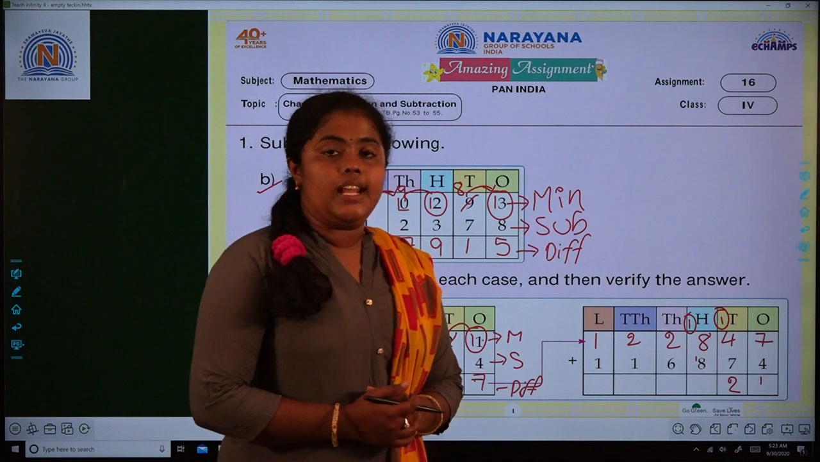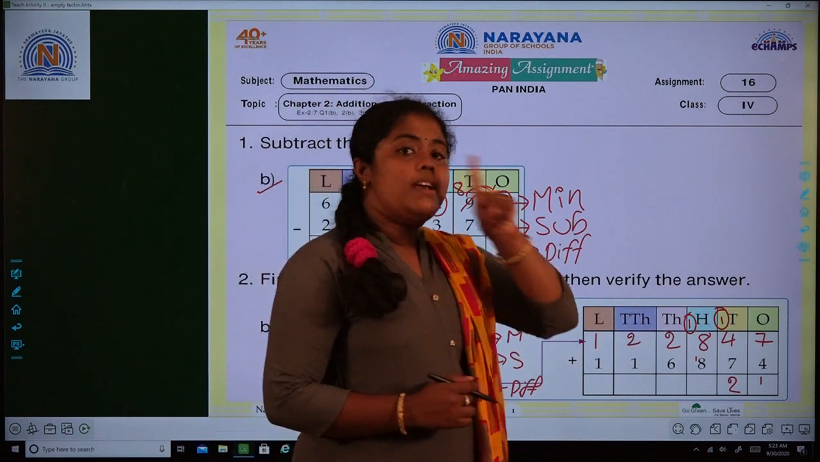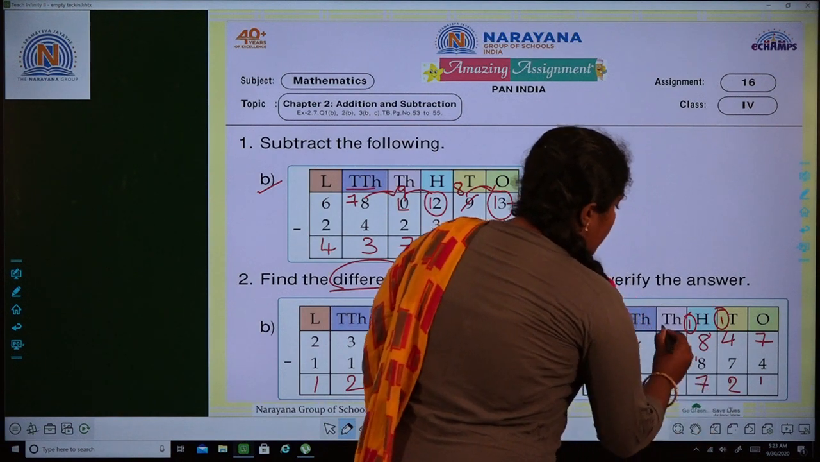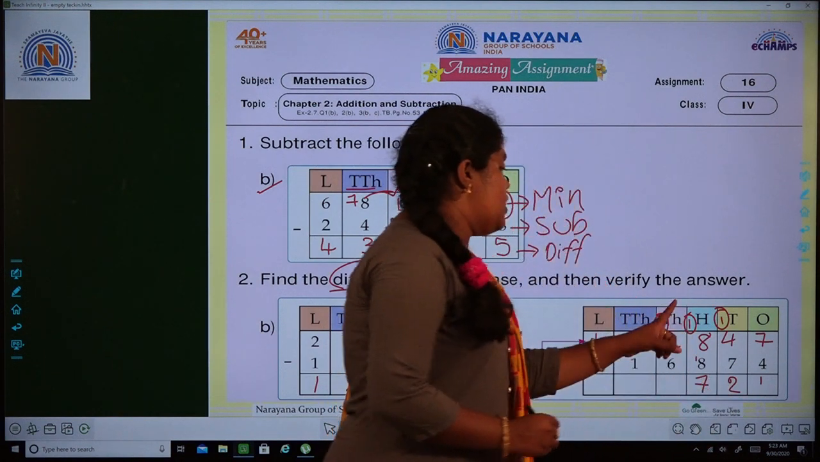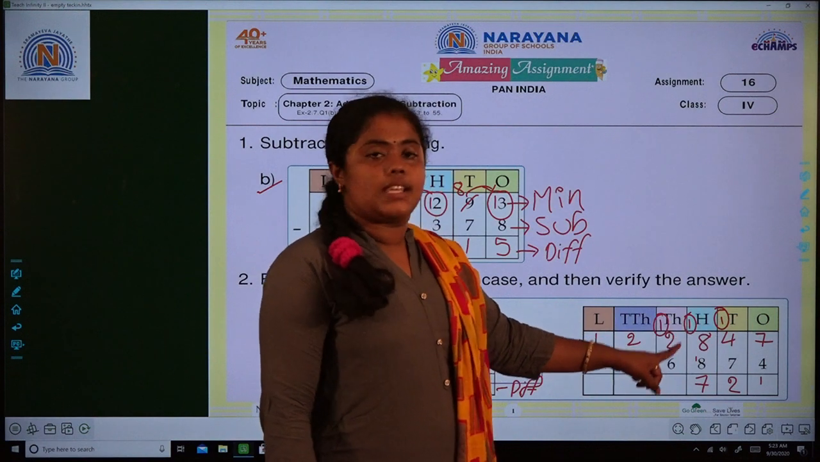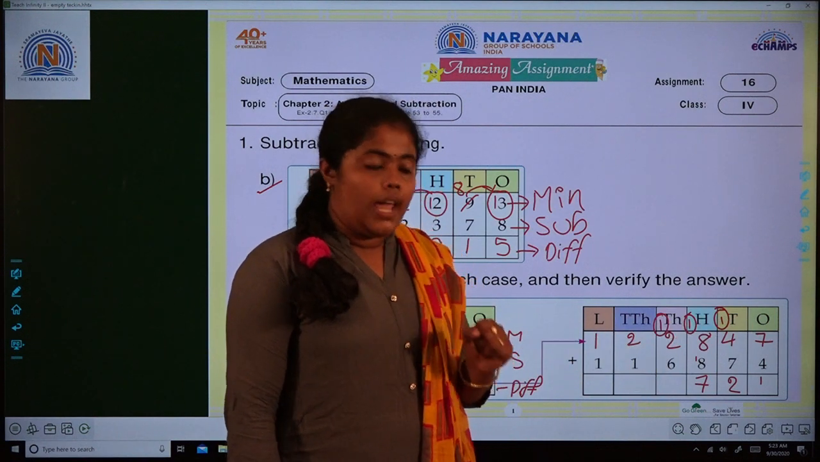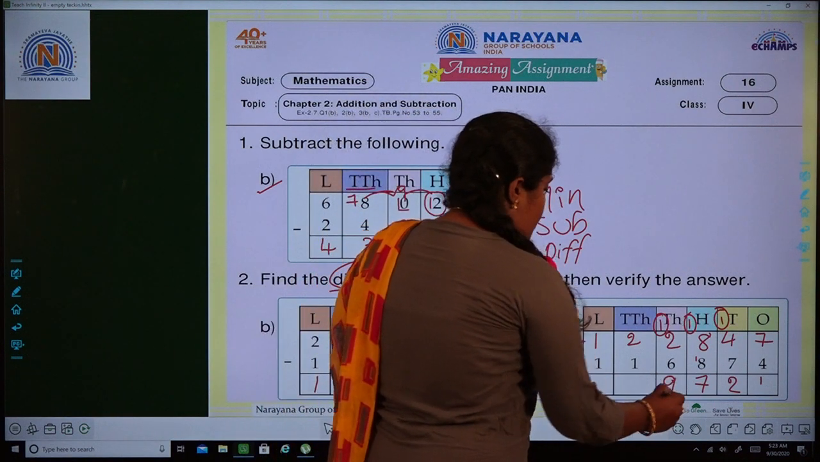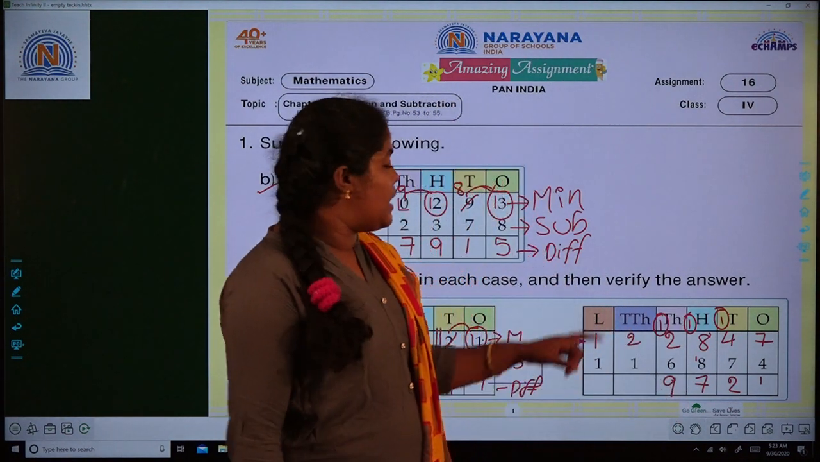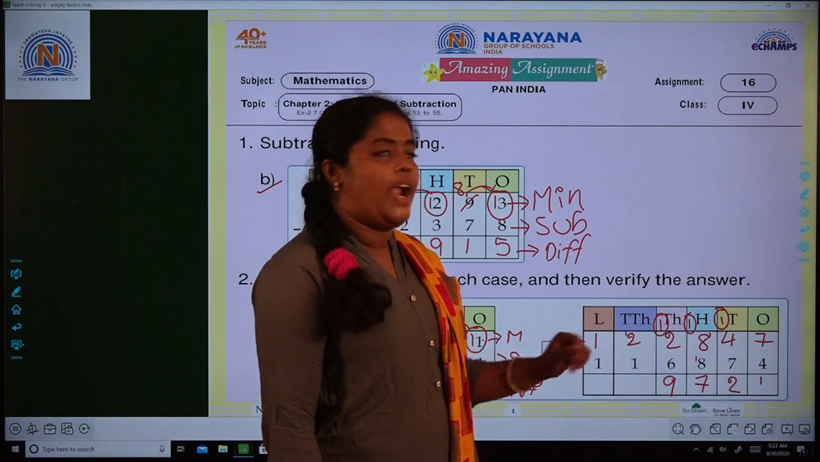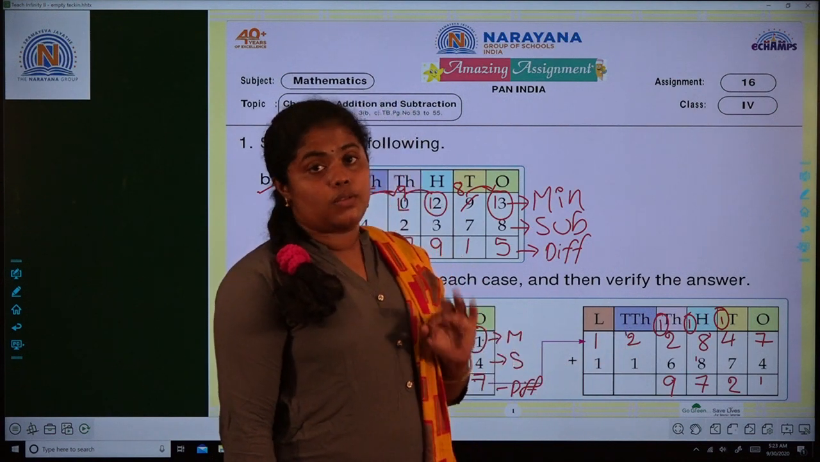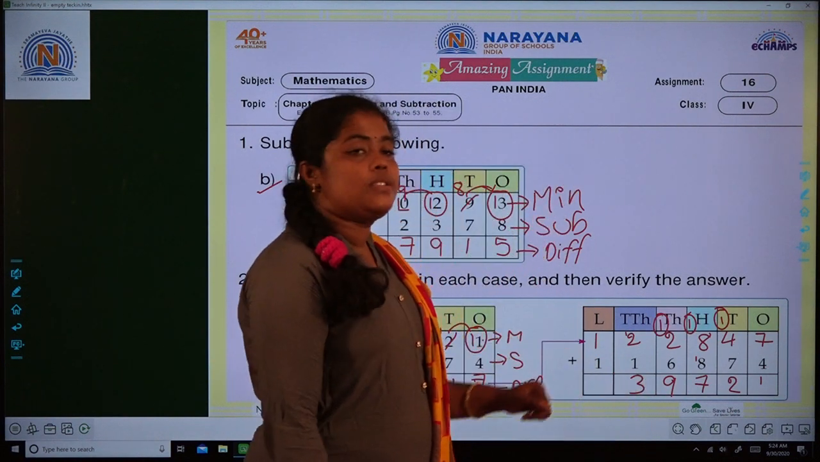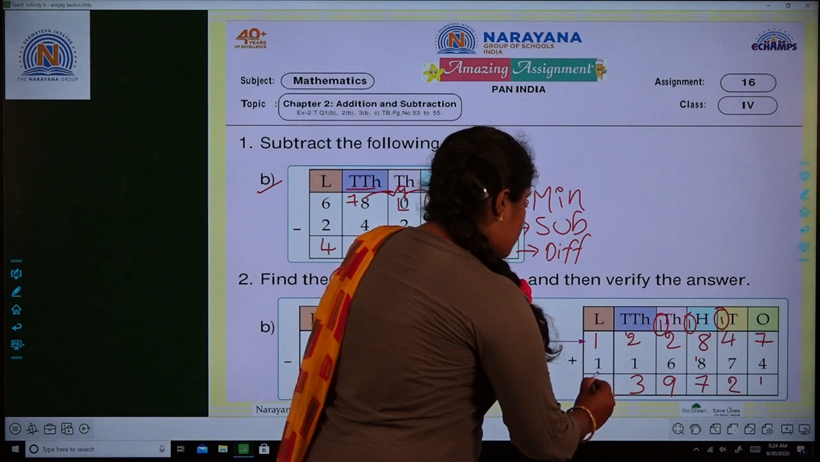Next 8 plus 8. 8 plus 8 is 16 and 16 plus 1. The answer is 17. 7 we have to write down. 1 is carried to the next place. Next in the thousands place, the digits are 2 and 6. 2 plus 6 is 8 and 8 plus 1 is 9. Next moving on to the 10,000s place. In the 10,000s place, the digits are 2 and 1. 2 plus 1. The answer is 3. Next moving on to the lakhs place. 1 plus 1. We get 2.